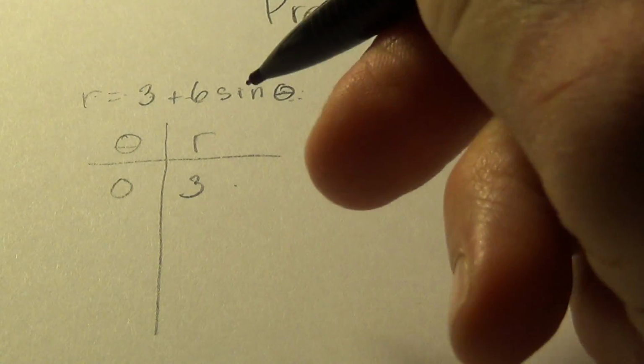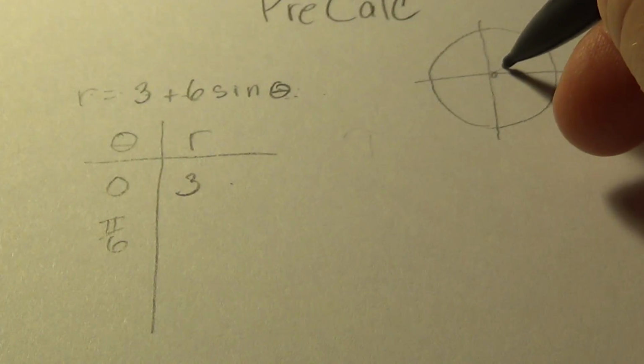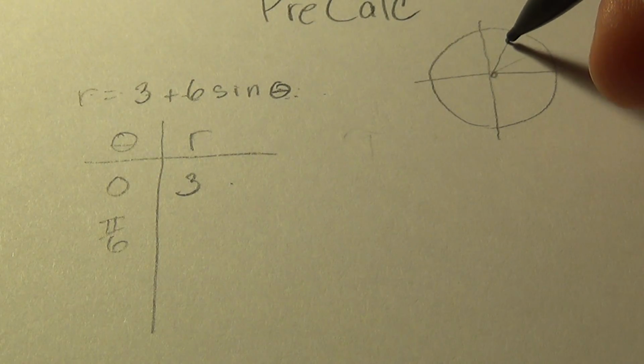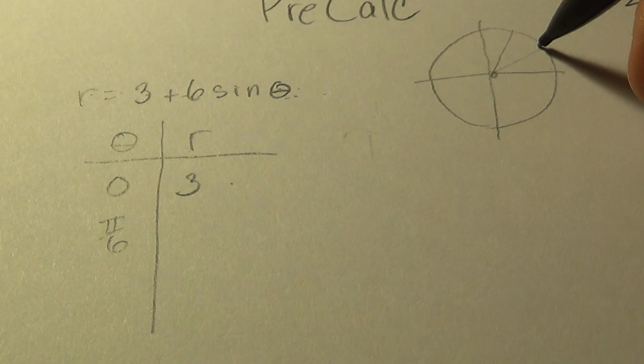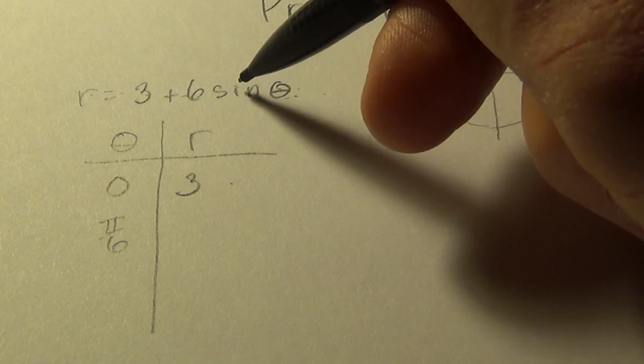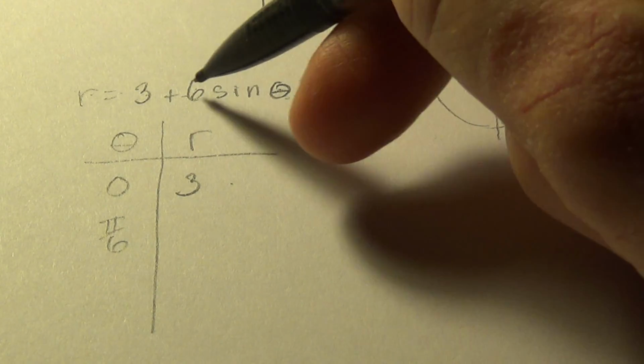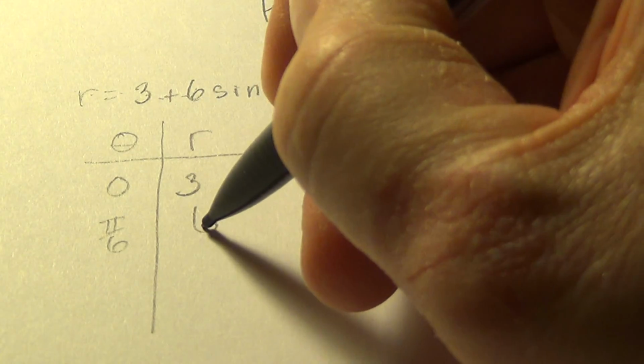Okay, so anyway, pi over 6, going around the unit circle. The sine of pi over 6 is the second coordinate, so it is 1/2. So 6 times 1/2 is 3. 3 plus 3 is 6.